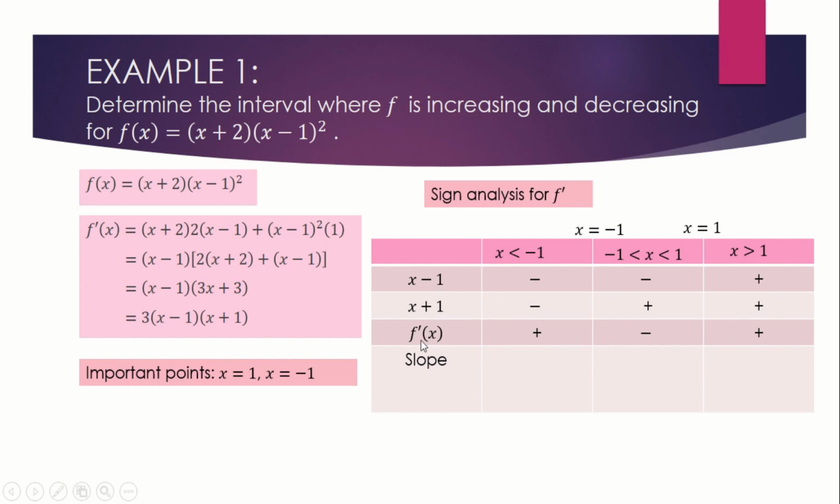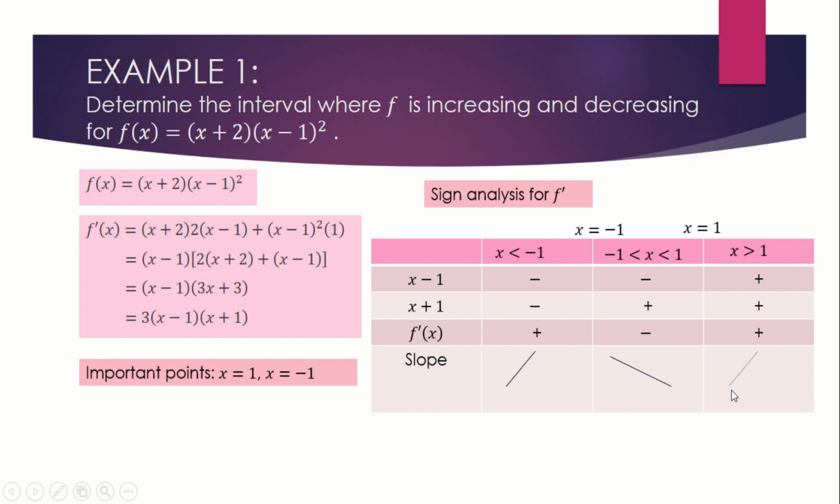Now we find the sign of f prime x. It is the multiplication between these two factors, so we multiply the two signs. Negative and negative, we get positive. Negative and positive, we get negative. Positive and positive, we get positive. So if you draw a line here for f prime x, the slope will be positive, like that, because it is greater than 0. And this one we get slope negative, so this is a line where the slope is negative.